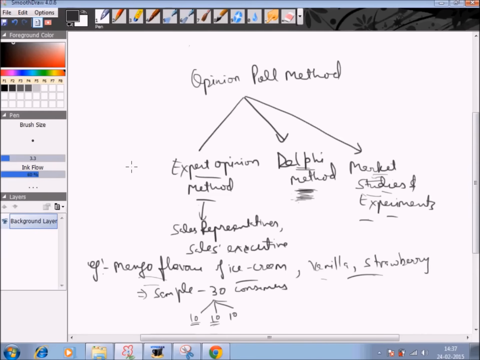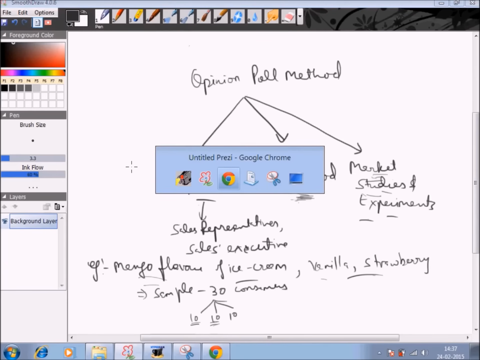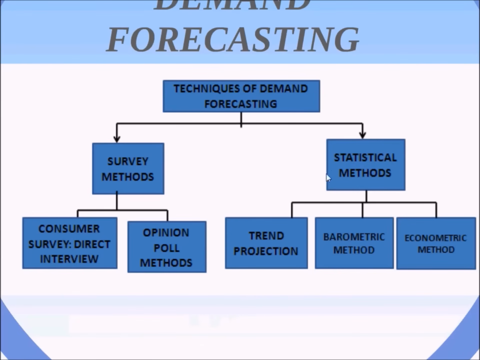Now we come to the next categorization of techniques of demand forecasting, and that is statistical methods. As we have already studied, survey method is basically useful for those products which have short-term demand, whereas we use a statistical method in order to forecast long-term demand of a particular product.